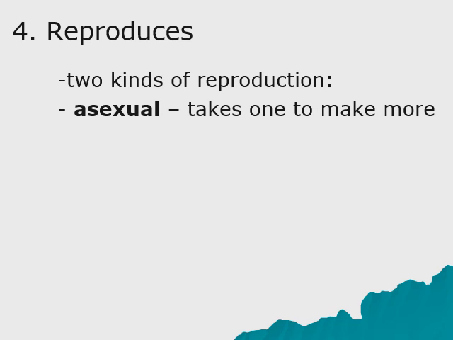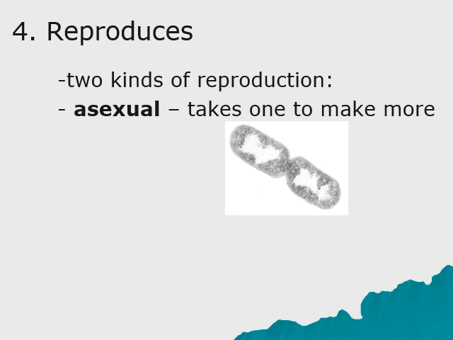So the first type is asexual reproduction. A means without. So this is without sex. So we don't need two different organisms or two different types of the same organism to make a new organism. So this is where we have one organism and it splits to make two. So something like a bacteria starts off as one bacteria, it splits to make two bacteria, two split to make four. Or your skin cells will split to make more skin cells.